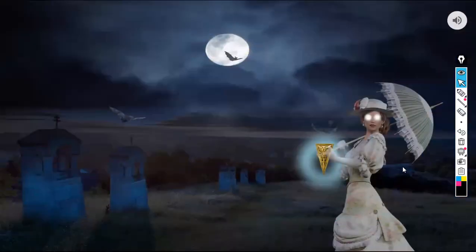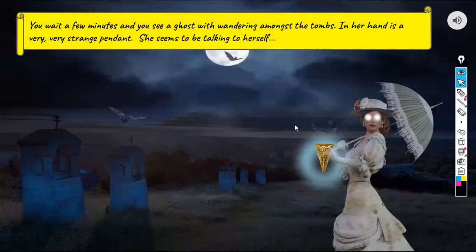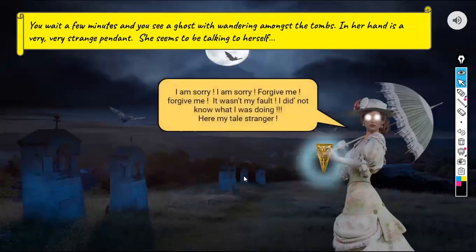Right, so let's meet the next ghost over here. So we're done with Jenny. We have another ghost over here. You wait in the cemetery and you see another ghost. And she's holding a very, very strange pendant here. So we're going to hear her story and why she keeps saying she's sorry and whatnot. Let's see what went on in her life.